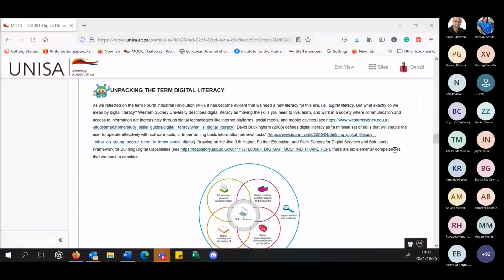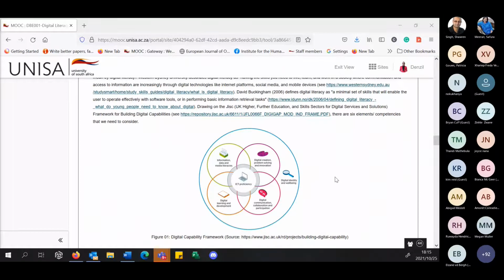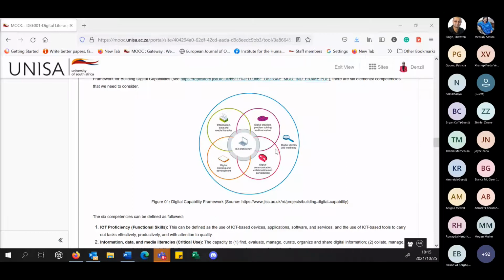And to do this, we turn to the JISC education document. And I've always provided links. You'll find that I've provided links to the documents that you can reference. And here in this diagram, figure 0.01, you will find a digital capability framework. They've highlighted 6 elements that form part of the entire ecosystem of what we would consider being a digital citizen or digital being in this particular framework.